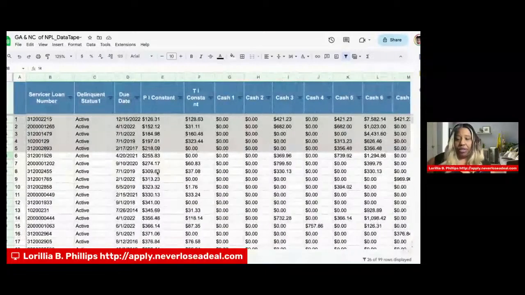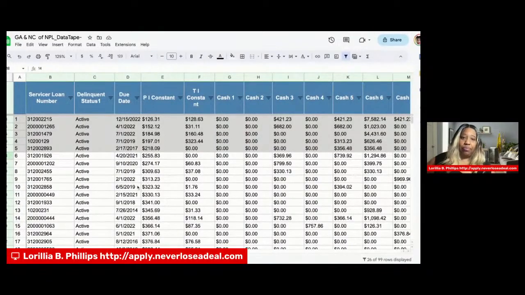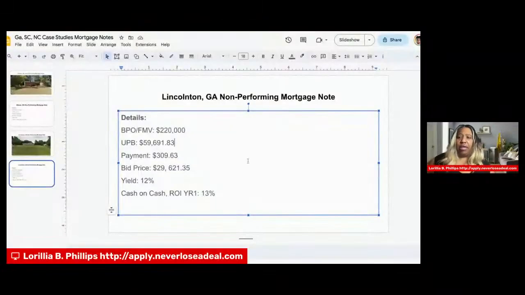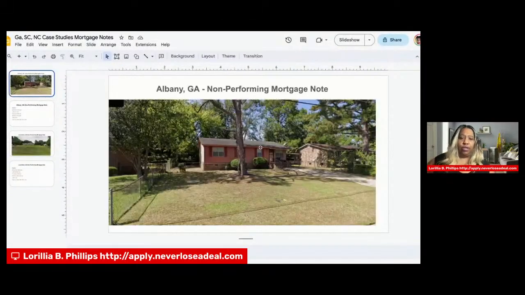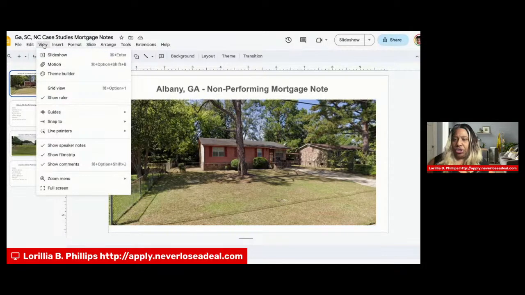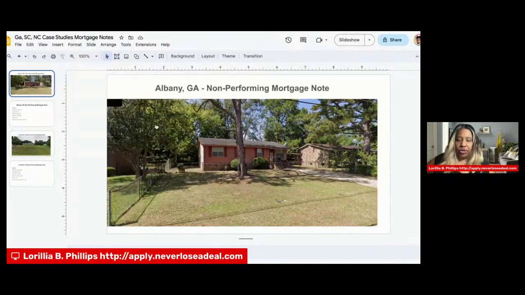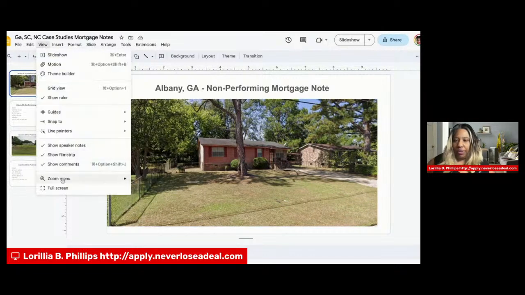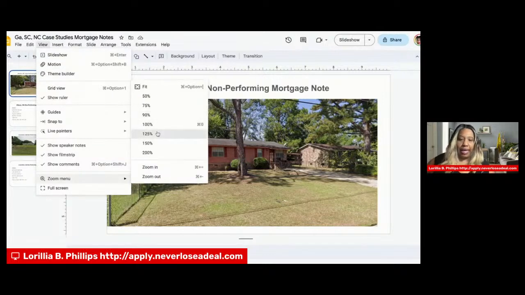So, this is to give you an idea of the tape. I'm not going to bore you. I'm going to now share with you the case studies, because a lot of people are like, oh, you're just showing me a whole bunch of Excel files. So now I'm going to show you two of the assets that are on this particular tape that I was looking at.